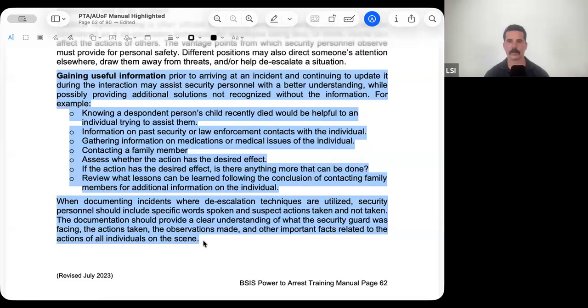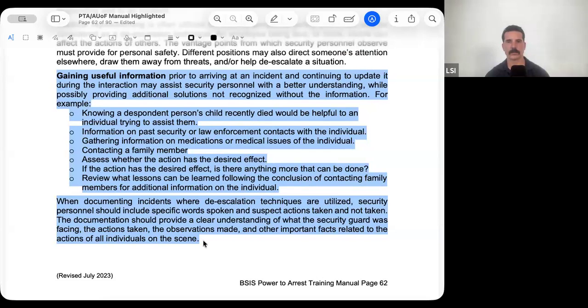Gaining useful information prior to arriving at an incident and continuing to update it during the interaction may assist security personnel with a better understanding, while possibly providing additional solutions not recognized without the information. Example: knowing a despondent person's child recently died would be helpful to an individual trying to assist them.